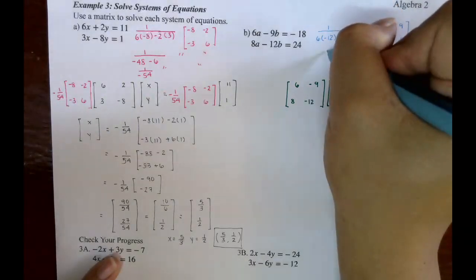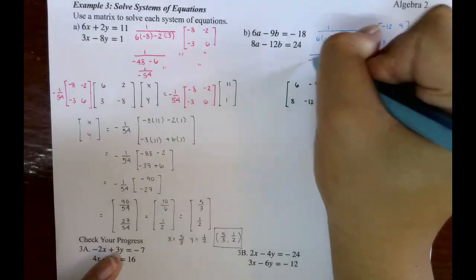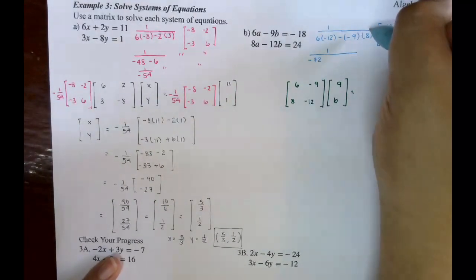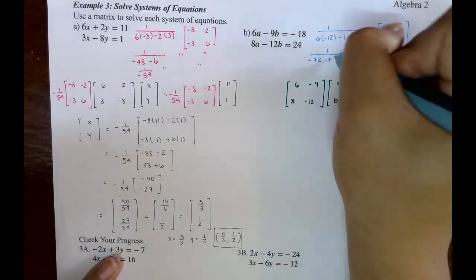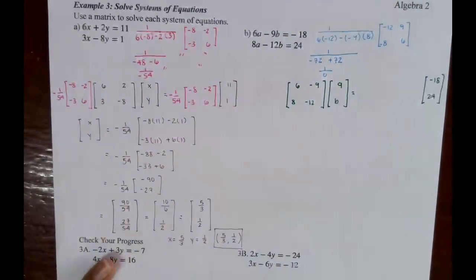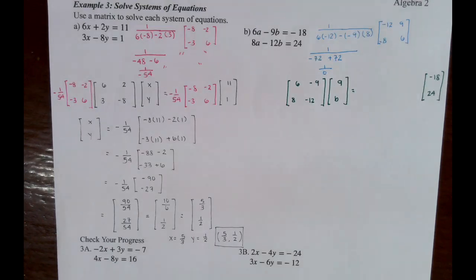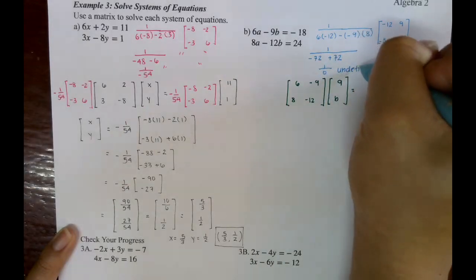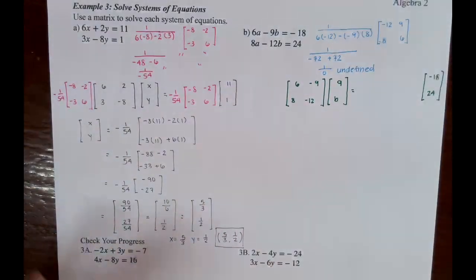Okay, let's simplify this. 6 times negative 12 is negative 72. Negative 9 times 8 is negative 72, and then the minus will put plus 72. So this would be 1 over 0. Okay, and so this doesn't work, right, because this is undefined, so there is no inverse.